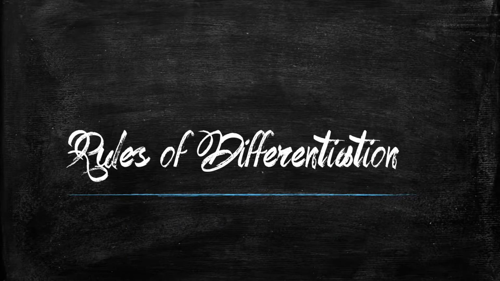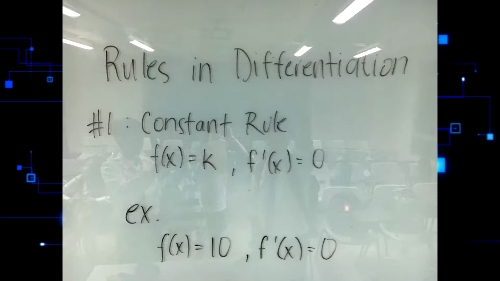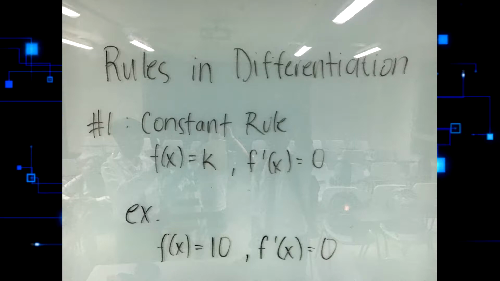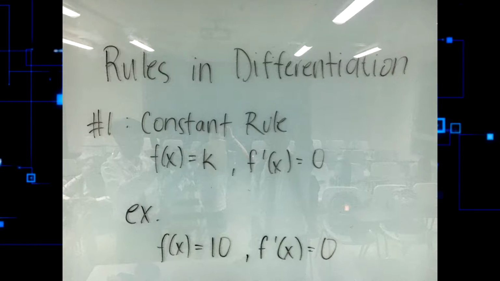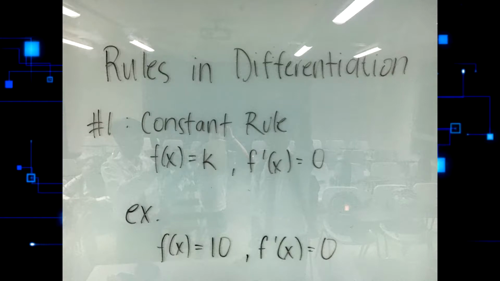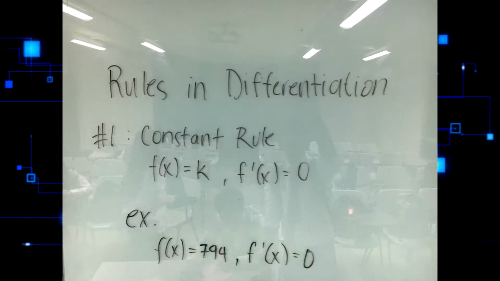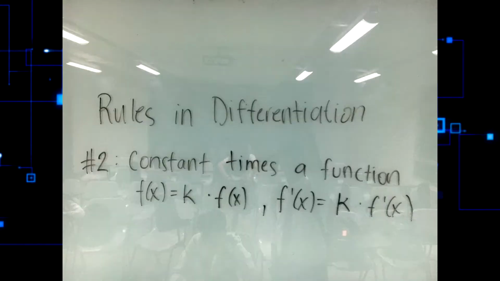Now, we're going to find the derivatives using the rules of differentiation. Number 1 is the constant rule. f of x is equal to k, where k is any real number. Then f prime of x is equal to 0. Example, f of x is equal to 10. Then f prime of x is equal to 0. Another, f of x is equal to 794. Then f prime of x is equal to 0.